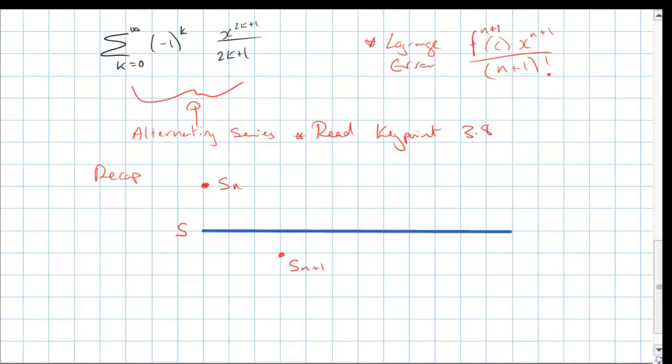The last part of the question is really quite interesting. At first we might try and use the Lagrange error, which I've written down here, but immediately there is a problem. There's no clear way to write down the n plus 1th derivative of arctan of x. If we look again, however, we'll notice that the series that we've been given is an alternating series, and what you should probably do now is go and read key point 3.8 from the textbook.